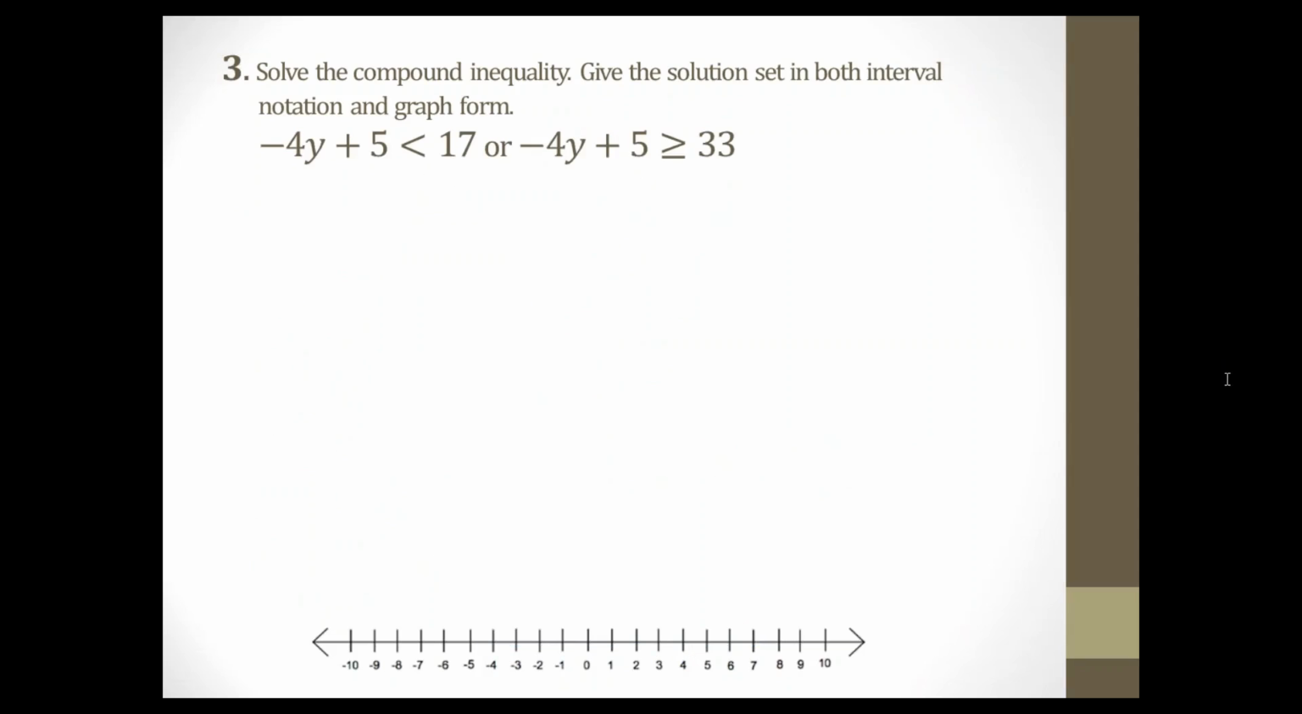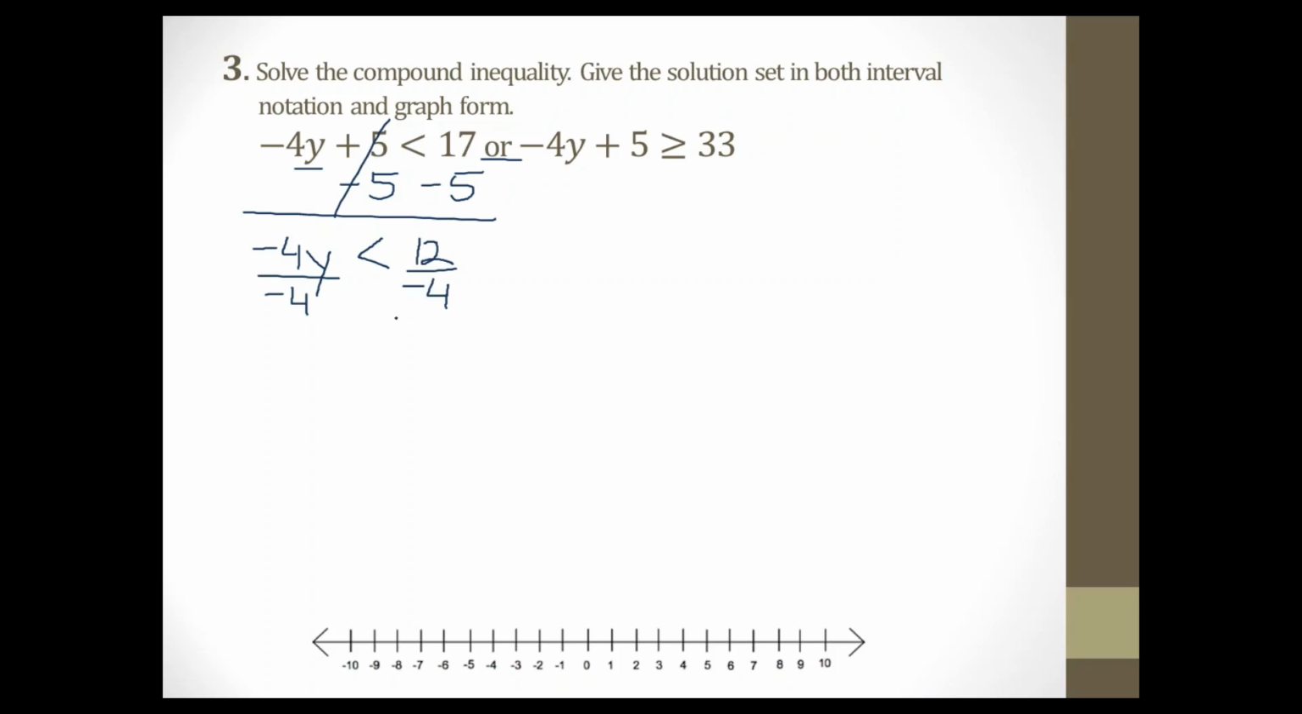Let's move on to number 3, which is similar, but in this case it actually says OR. So the same steps as before, we first have to solve both of these inequalities separately. So let's start with the left side by solving for y. Let's subtract 5 from both sides, and we have -4y is less than 17 minus 5 gives me 12, and then dividing by -4 on both sides.